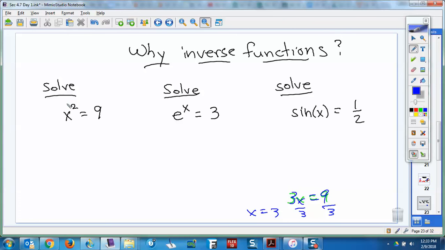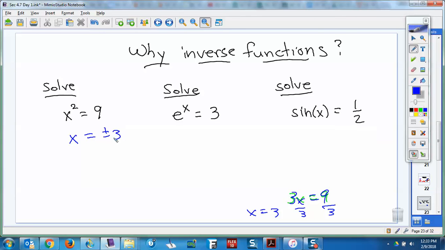Well, the same thing is true here, except this isn't an operation acting on the x. That's a function. This is the squaring function. This is the e to the x function. This is the sine function. So when we solve these equations, we want to undo the squaring. We have to take the square root of both sides, and that's where we get x equals plus or minus 3.